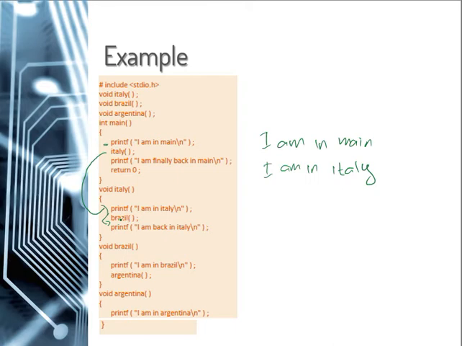So, here in Brazil, it's called. So, we now go to the function Brazil. And then, we'll print I am in Brazil. Okay, it will print because that is the very first line inside Brazil. Now, the next line here is Argentina. So, Brazil called the function Argentina. So, what will happen? Of course, our compiler will go to Argentina, and then it will print, I am in Argentina.